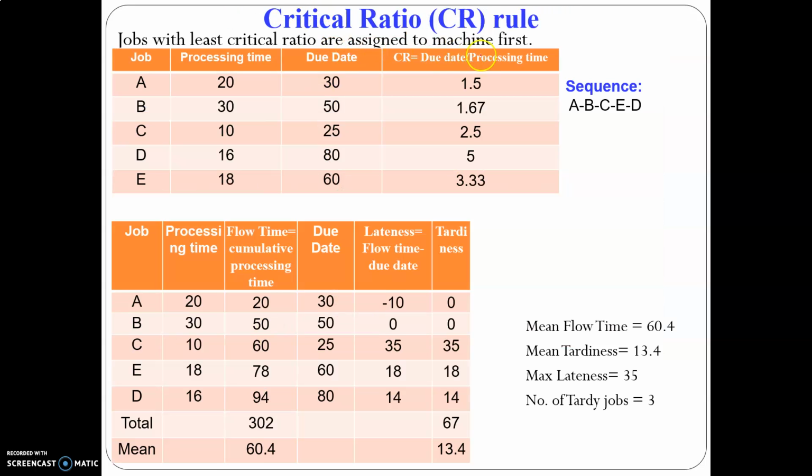The next rule is the critical ratio rule. Okay. So the critical ratio parameter actually means the due date divided by the processing time. Okay. So what I am going to do is find out the critical ratio of each job. Then I am going to arrange the jobs in the increasing order of the critical ratio. Right. This is because if I give priority to the job with minimum due date, sometimes the range or the uniformity gets lost, right?